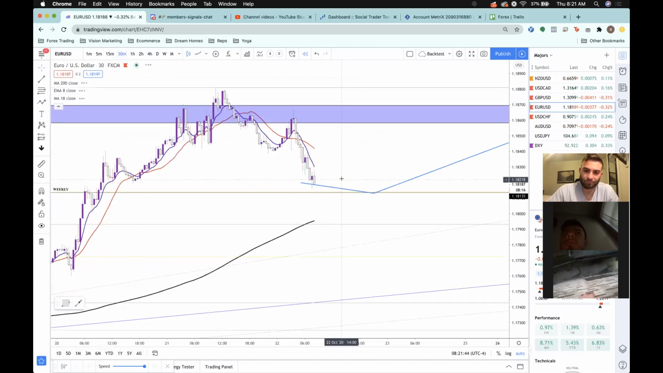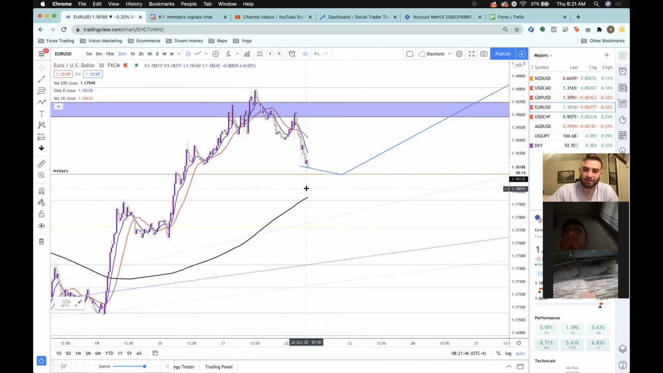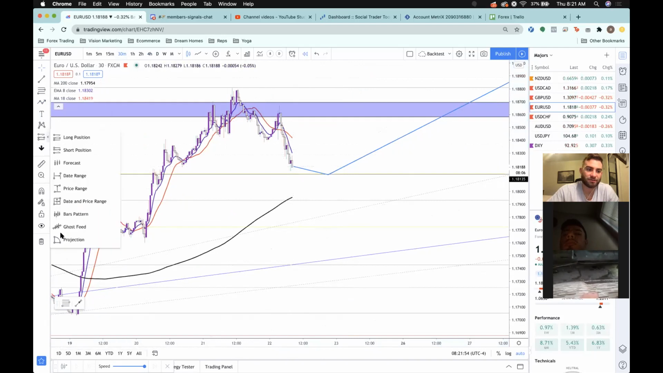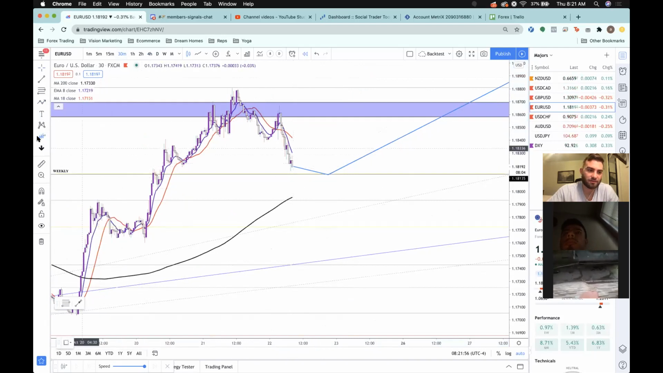So I'm going to hit the 30-minute time frame. As we can see, we made this lower high. What we need to see to enter here, guys, is we need to see the 30-minute do the same thing that it just did. So we're going to need, let's bring on the bars pattern.